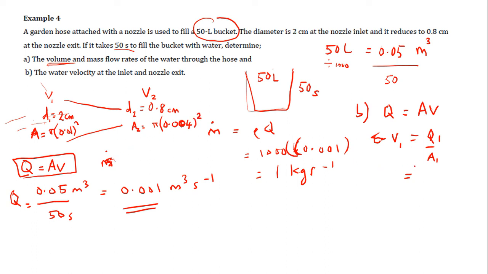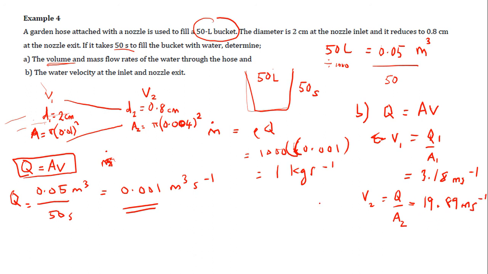Okay, so V1 equals 3.18 meter per second. And V2 is Q divided by A2. Q is the same value, Q1 or Q2 the same. So what is the value for V2? It must be higher than this. 19.89 meter per second.